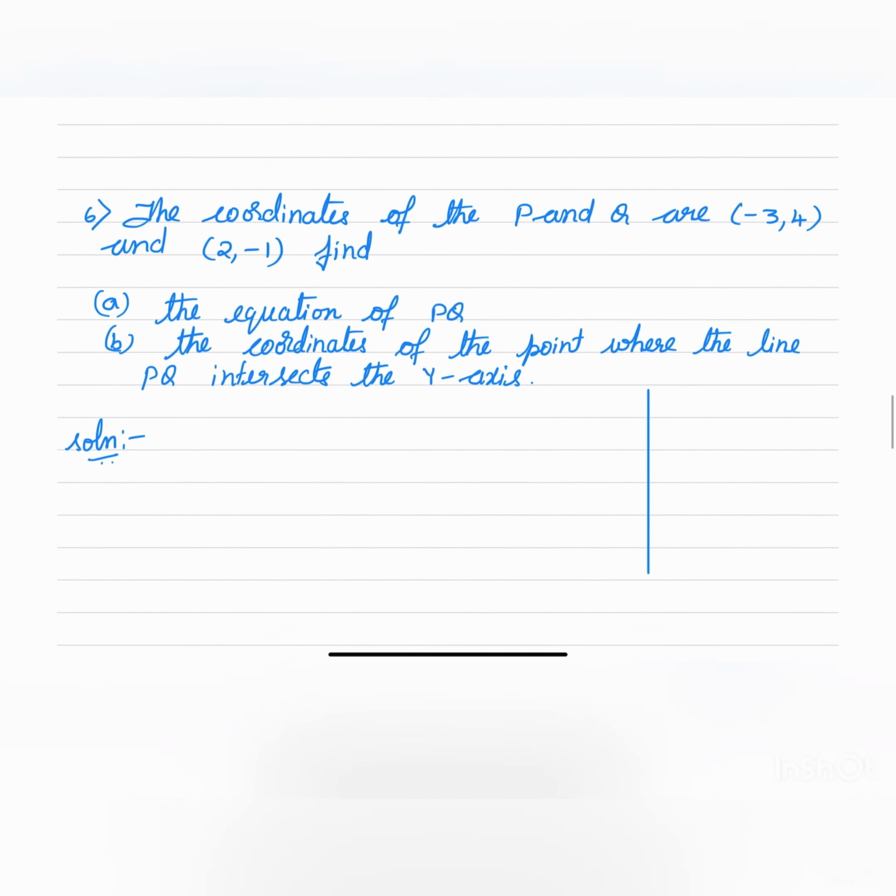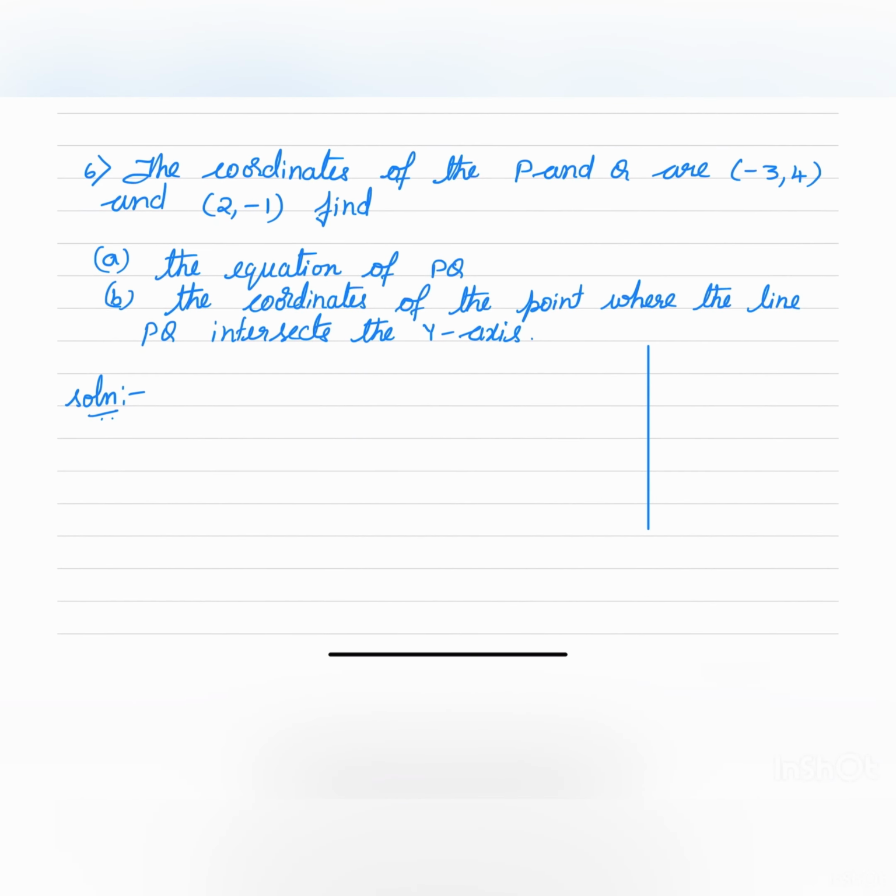Let us go for the next one, the sixth one. The coordinates of the points P and Q are minus 3, 4 and 2, minus 1. Find the equation of PQ and the coordinates of the point where the line PQ intersects the y-axis. Okay, let us check how to do it. We have the 2 points again, x1, y1 is equal to minus 3, 4 and x2, y2 is equal to 2, minus 1. And the equation of PQ we should find out.